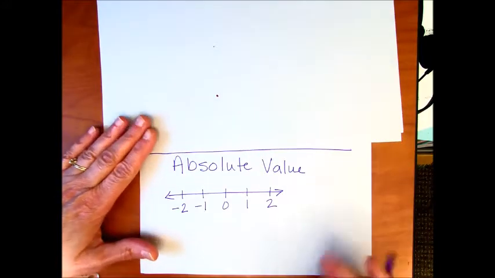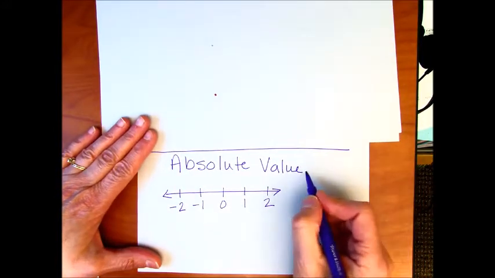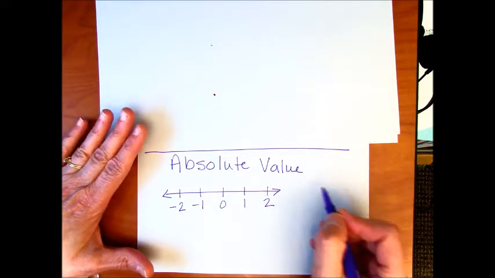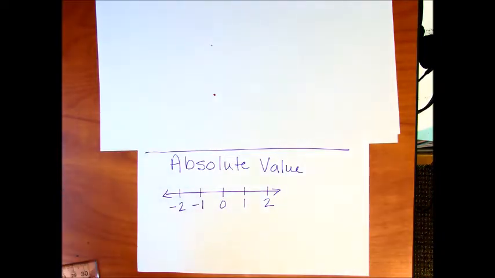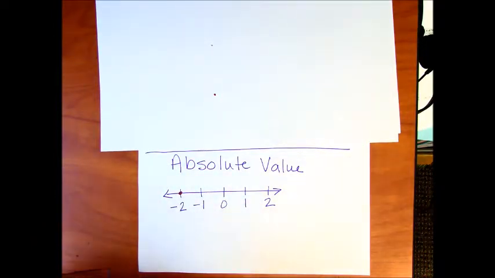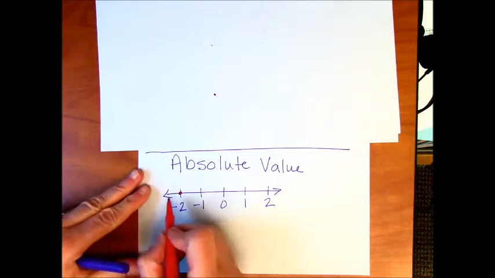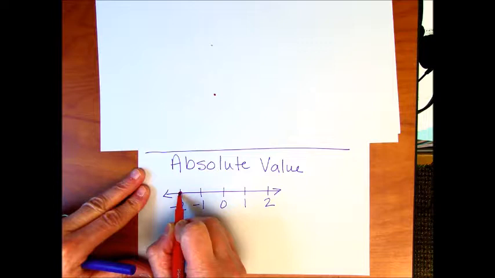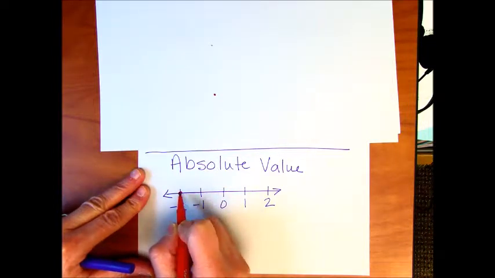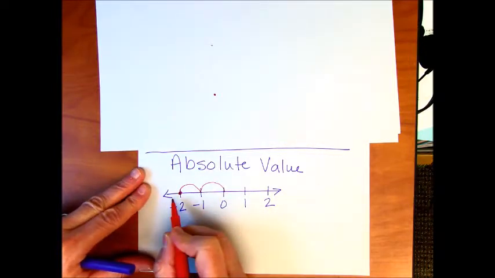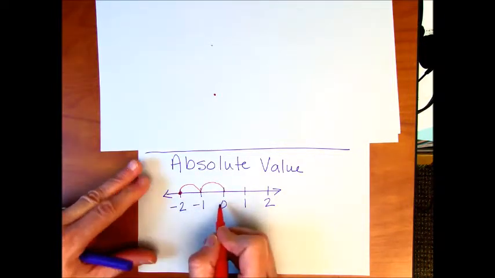Okay, now absolute value is really asking you the distance from that number that we're looking at to 0. And so if I were looking at, say, -2, and I wanted to know the absolute value of -2, what I'm really asking is how many spaces, or what's the distance from this -2 to 0. And I could just count on the number line here. I can go 1, 2. So the absolute value of -2 is going to be 2.